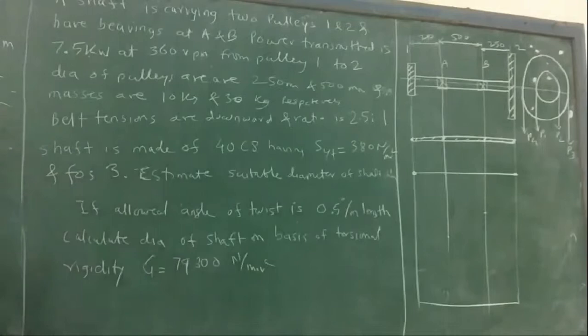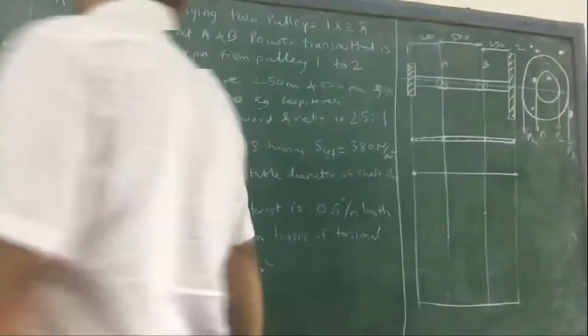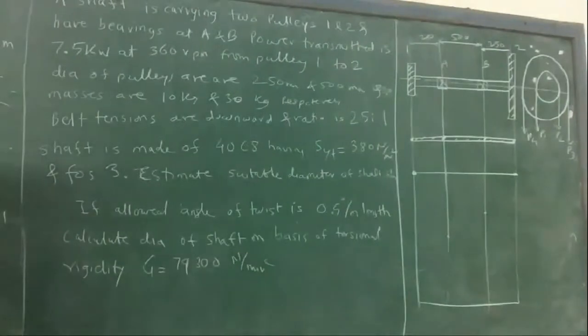Now the belt tension ratio is given. If P1 and P2 are the belt tensions, then the ratio P1 by P2 is 2.8 and P3 by P4 is 2.5 to 1. The shaft is made of a material with SYT of 380 Newton per mm square, and a factor of safety of 3. Using this information, we have to calculate the diameter of the shaft.